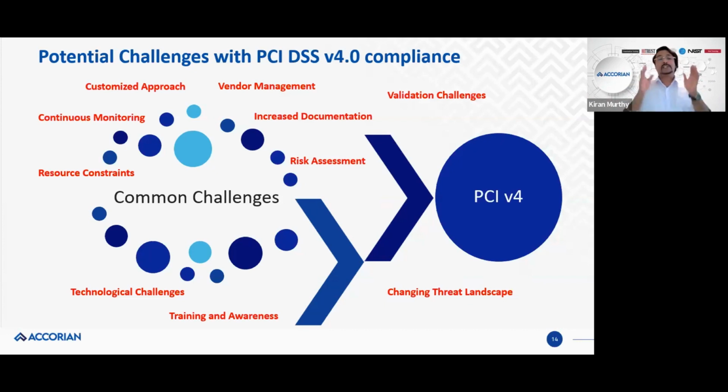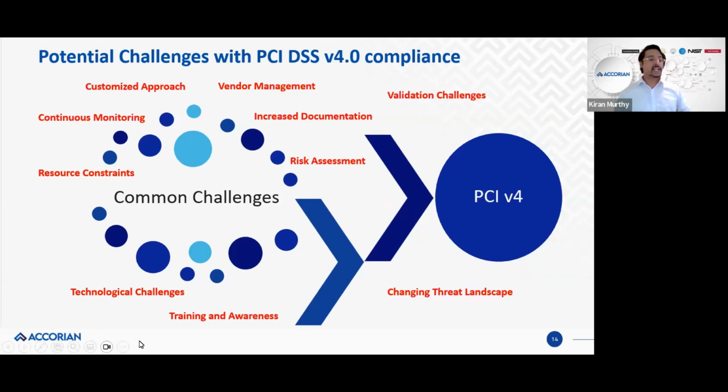So always be careful whenever you decide on the customized approach, because I repeat, you need to make sure you have the documentation and risk analysis, and then also talk to your assessor, get the complete testing process for that particular customized approach, get a buy-in from your assessor, and then proceed further. Documentation, yes, it increased compared to 3.2.1.